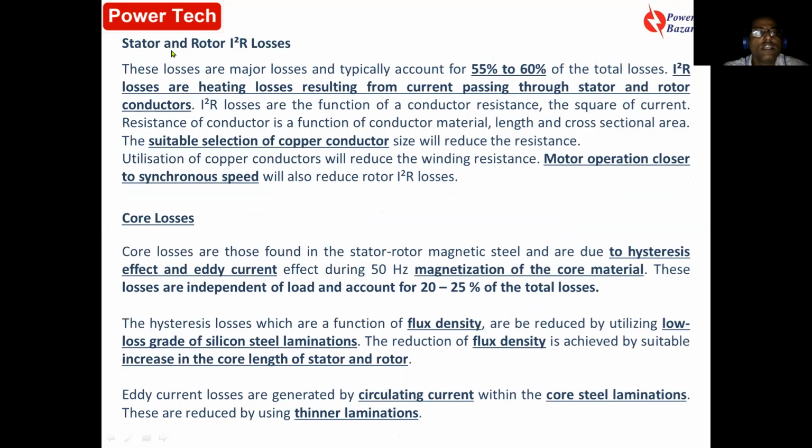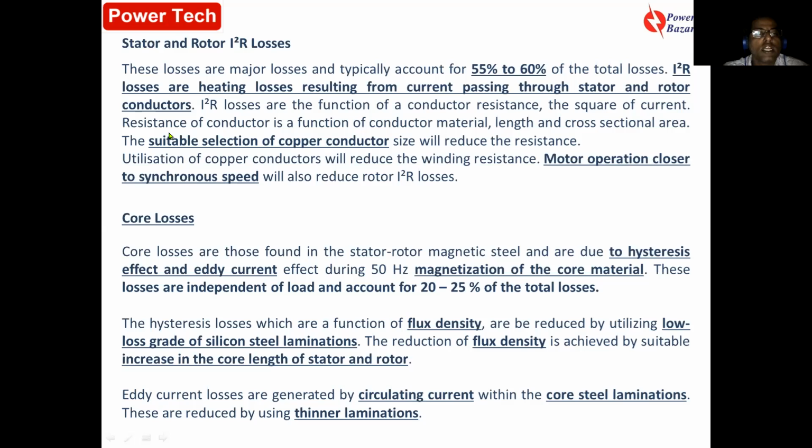Now, as I told, we have already studied stator and rotor I square R loss. What are the losses associated with any motor? One is stator and rotor I square R loss. Typically, it is 55% to 60% of the total loss. These losses are due to the resistance of the stator and rotor. These losses are a function of conductor resistance and the load current.